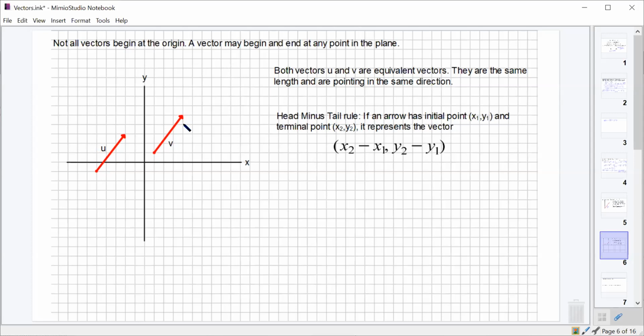We have a rule called the head minus tail rule: if our arrow has an initial point of x1, y1 and a terminal point of x2, y2, it just represents the vector x2 minus x1, y2 minus y1. Everybody good with that? It's all just the basic things that you should have learned probably a couple of years ago about vectors. Any issues with any of that?